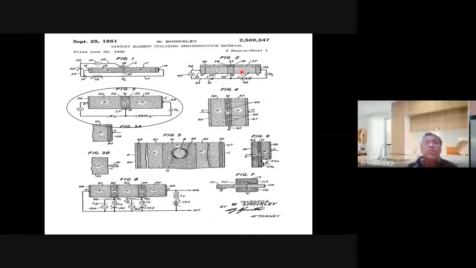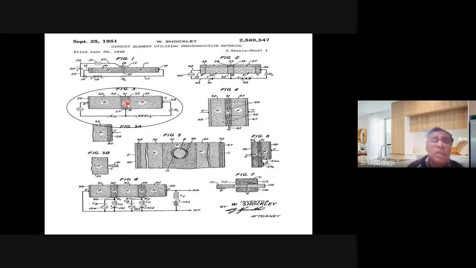So different structures he predicted, several structures, and he filed a patent on June 26, 1948. And the patent was awarded on September 25, 1951, and he came out with this structure that was the modern days transistor structure. What is suggested is an N-type semiconductor, here also an N-type semiconductor, and a P-type semiconductor, right?